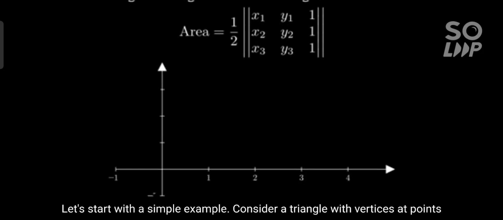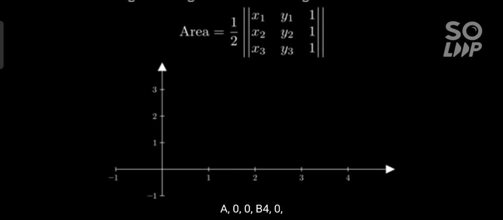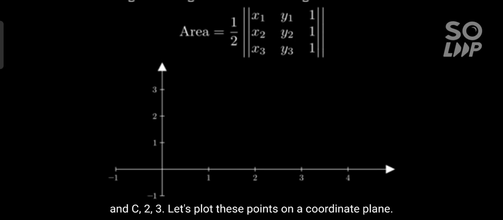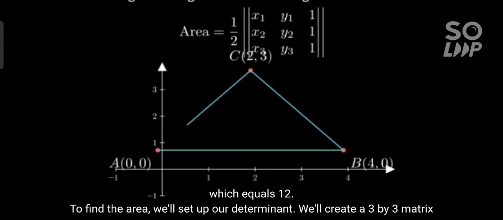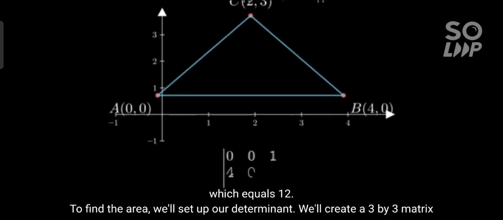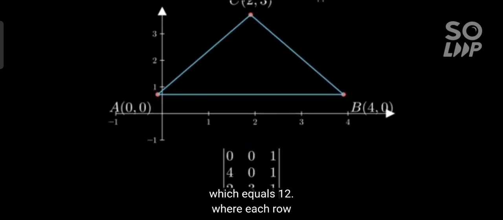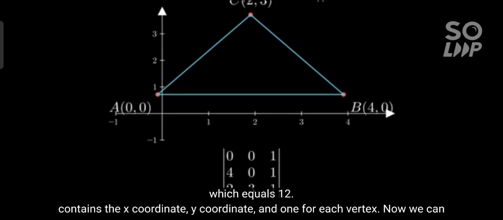Consider a triangle with vertices at points A (0, 0), B (4, 0), and C (2, 3). Let's plot these points on a coordinate plane. To find the area, we'll set up our determinant. We'll create a 3 by 3 matrix where each row contains the x-coordinate, y-coordinate, and 1 for each vertex.